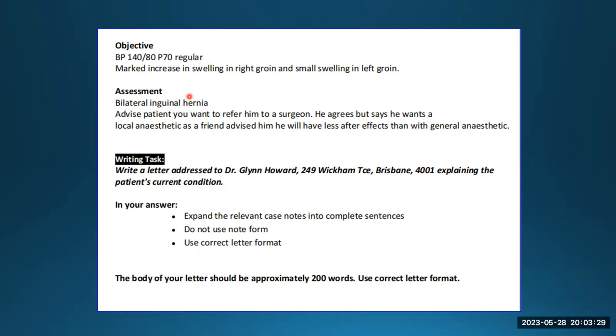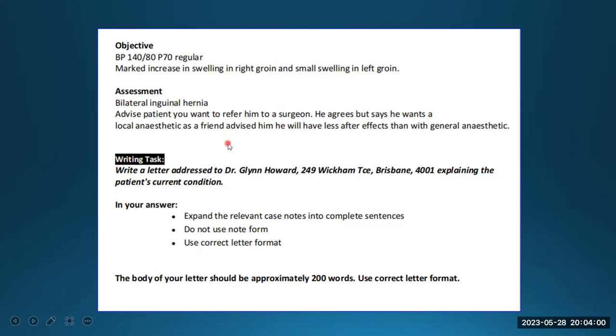Can anyone confirm the recent guideline about that? 140, we can say, is a normal limit. Am I right? Anyone can confirm in the comments. Okay, so the diagnosis is bilateral inguinal hernia. Then advise the patient; you want to refer him to a surgeon. He agrees, but he wants local anesthetic.